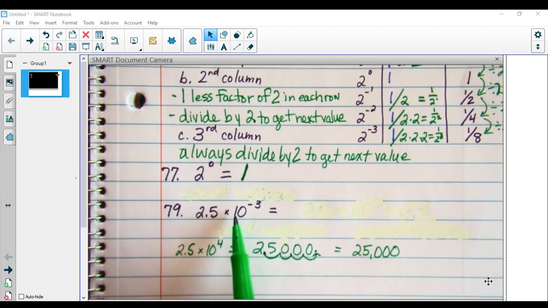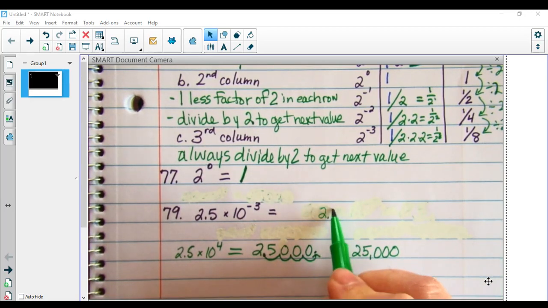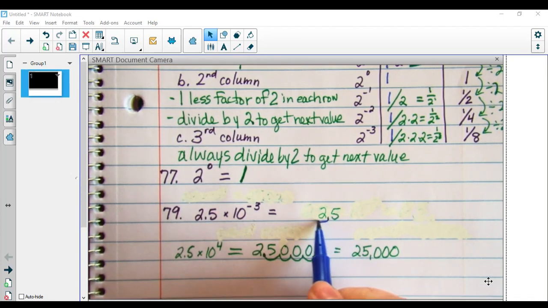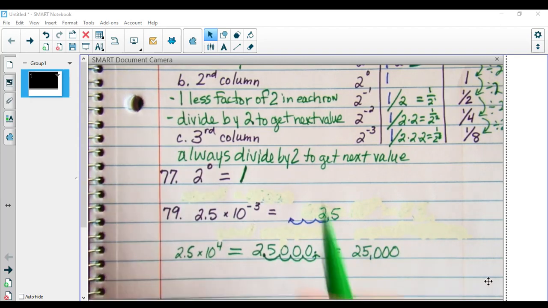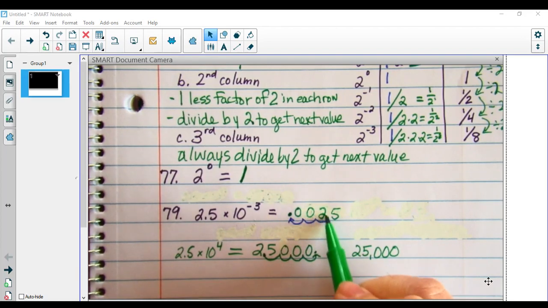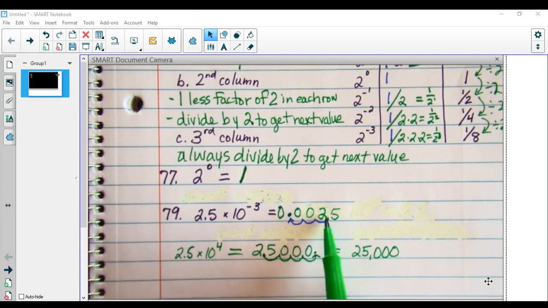For 2.5 times 10 to the negative third, we're still going to write our 2.5, but now instead of moving to the right, we need to move to the left 3 places. So we get 0.0025, which in this case, this is the tenths, hundredths, thousandths, 10,000ths. This would read 25 10,000ths.